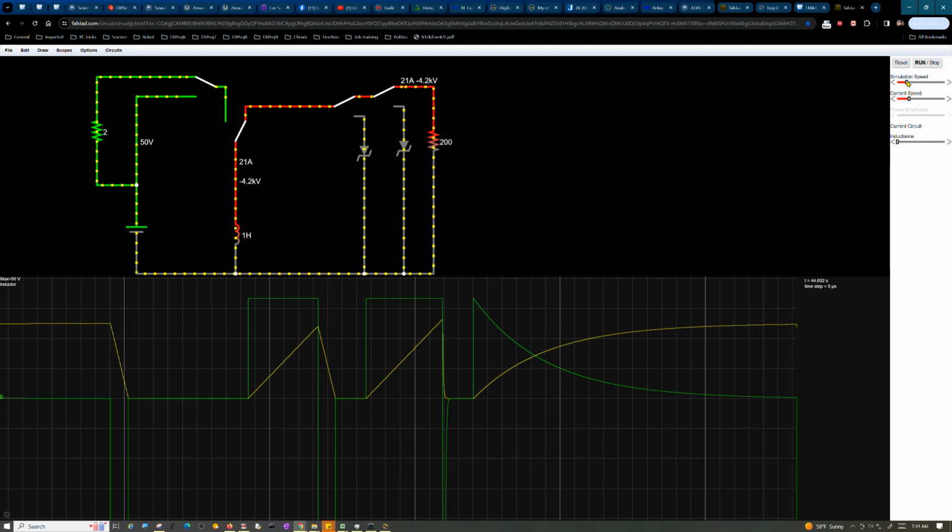Okay, let's speed it up a tad, but you can see what's going on here. I mean, yeah, it's generating quite a bit of voltage. And the current falls very, very rapidly compared to what we charged at. No comparison.